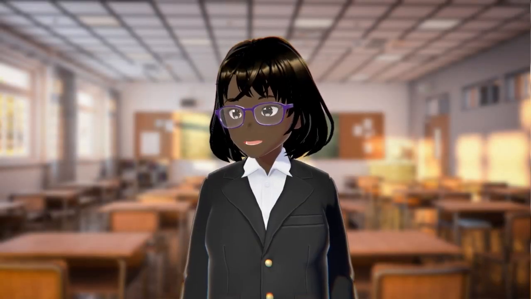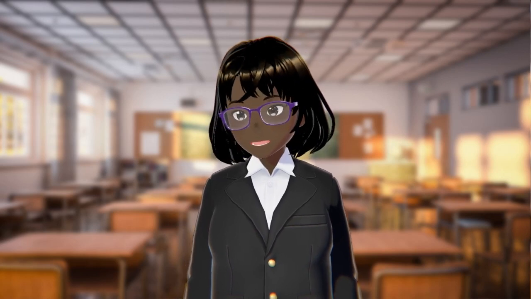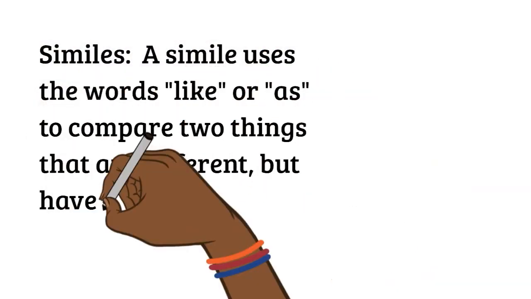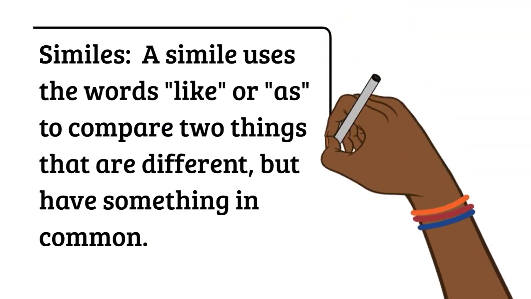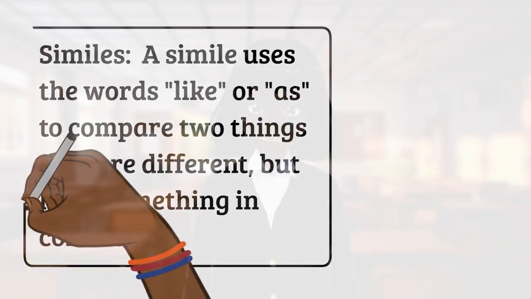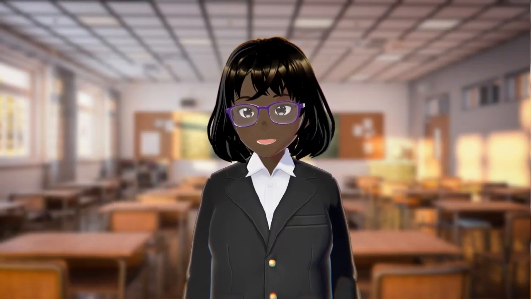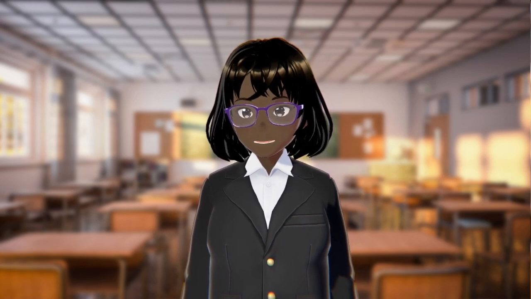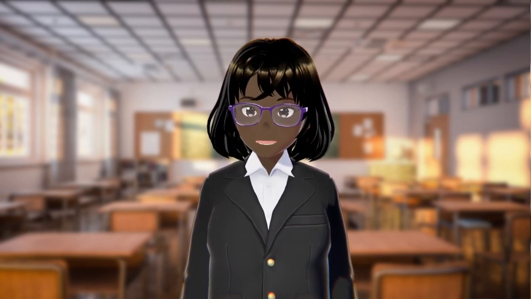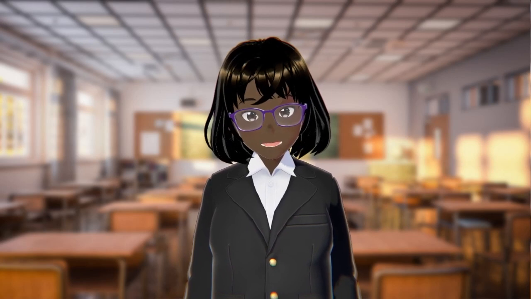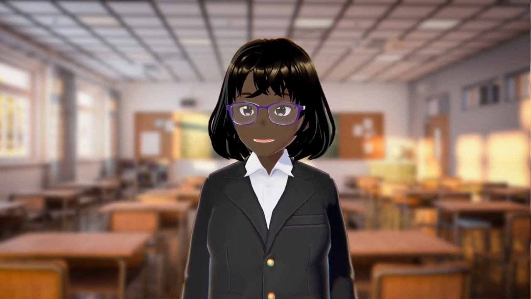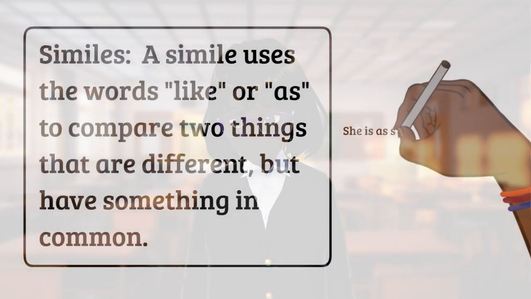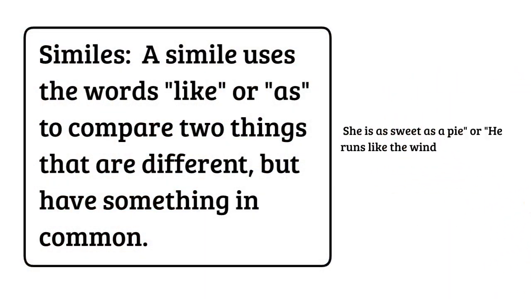Now, what is a simile? Well, a simile is a technique that the author uses to communicate an idea by comparing two things that are different using the words like or as. Although these two things might be different, they have something in common. And what they have in common relates to the idea that the author aims to get out to the reader. Let's look at the following simile. She is as sweet as pie, and he runs like the wind.